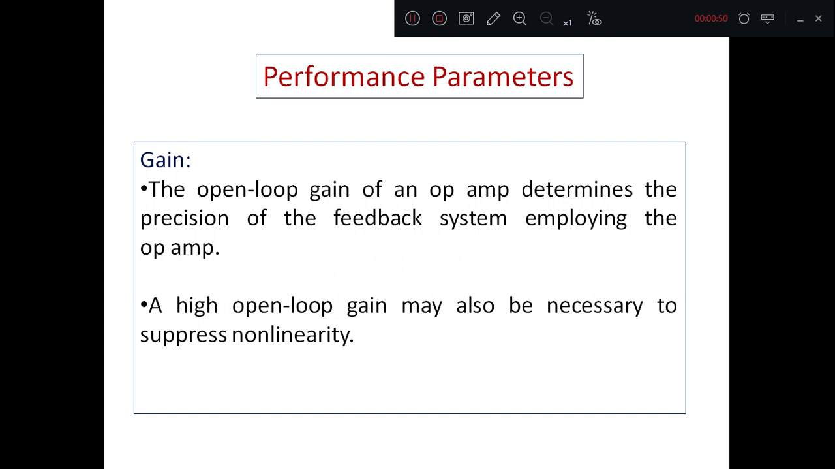Now we will see what are the different performance parameters of the op-amps. First one is the gain. The open loop gain of the op-amp determines the precision of the feedback system employing the op-amp. A high open loop gain may also be necessary to suppress the non-linearity. See, to suppress the non-linearity, we need the high open loop gain.